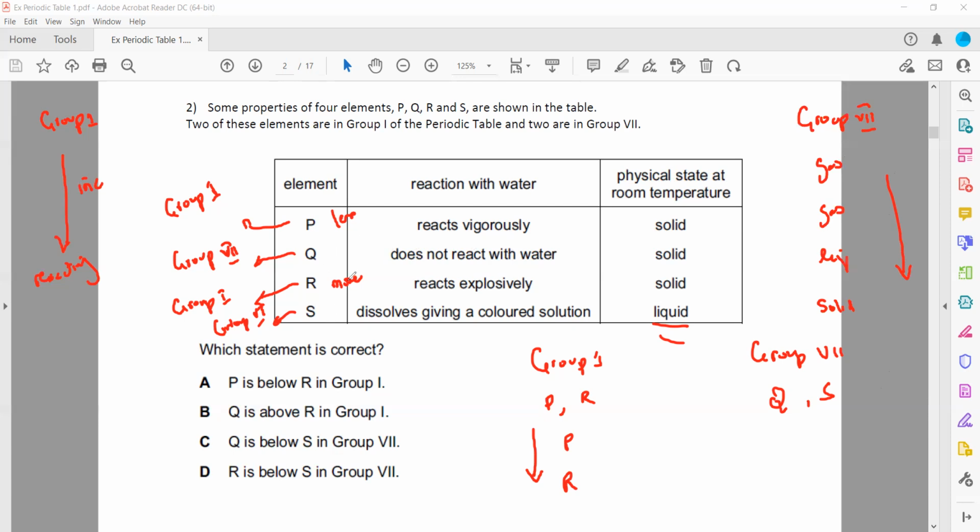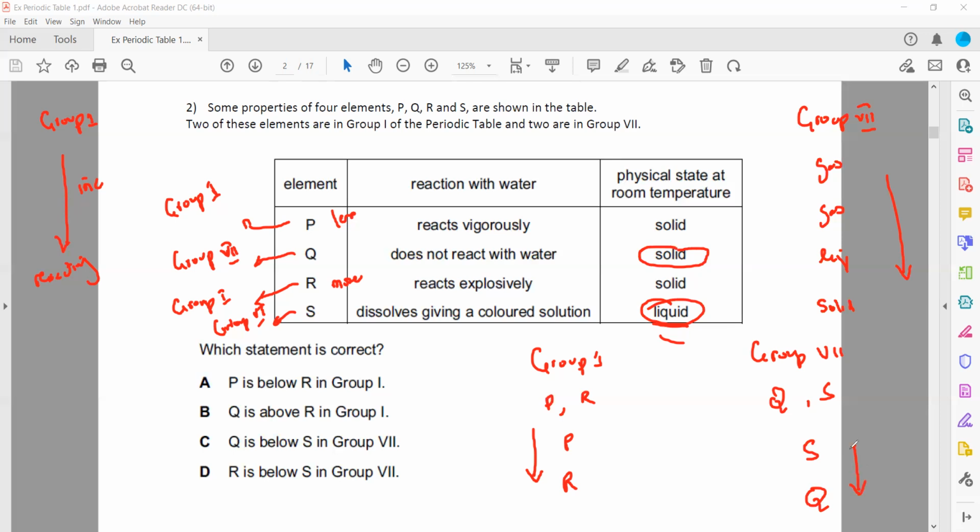But how do we identify the position? As you can see, Q is solid. In group 7, the solid state is below and the liquid state is above. So when we work out the position, S will be above Q.